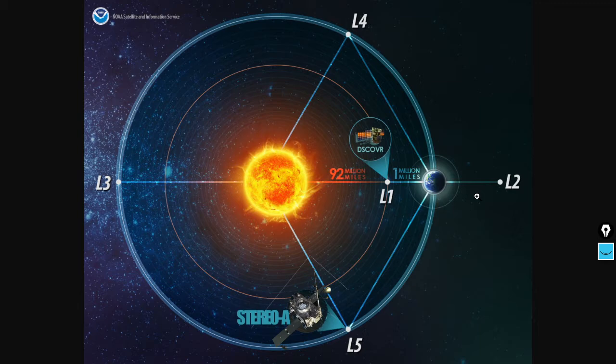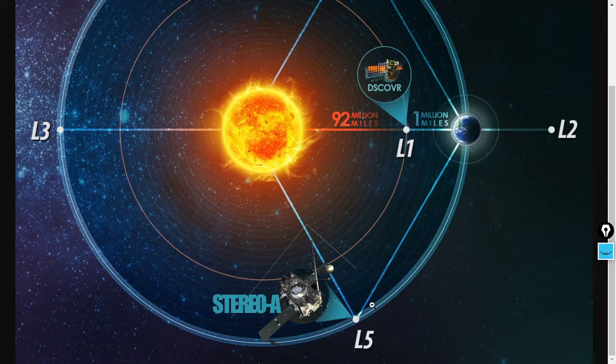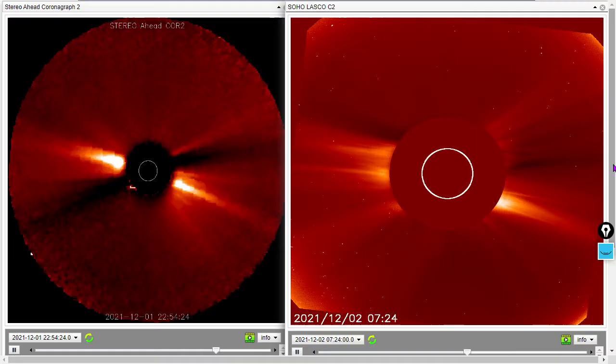Next, we're going to show you our coronal mass ejection watch. The viewpoint from STEREO A at L5 and the LASCO SOHO C2 at Lagrange point 1. STEREO A here on your left, LASCO C2 here on the right.